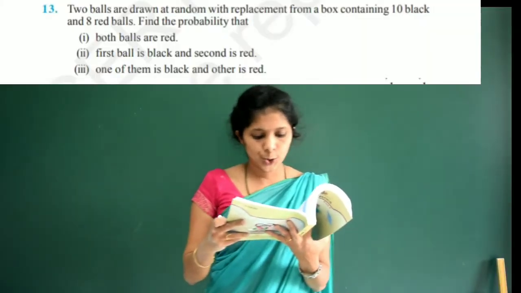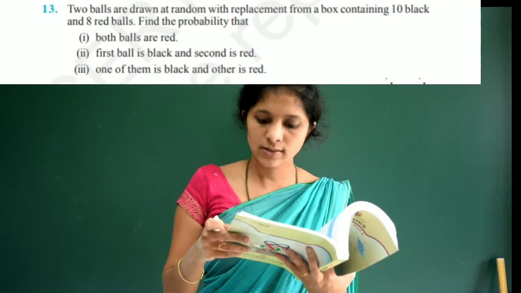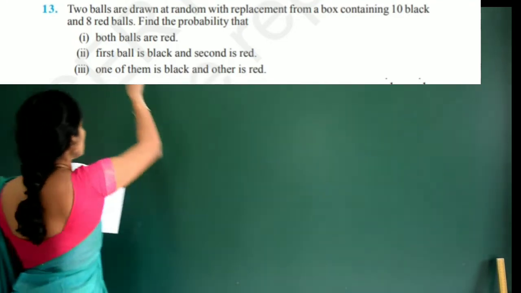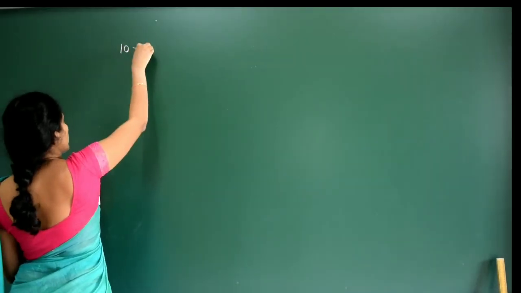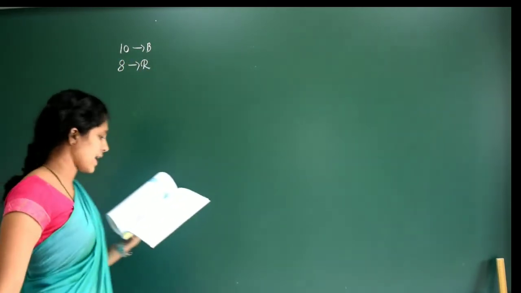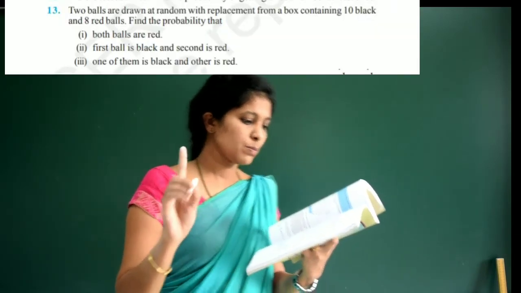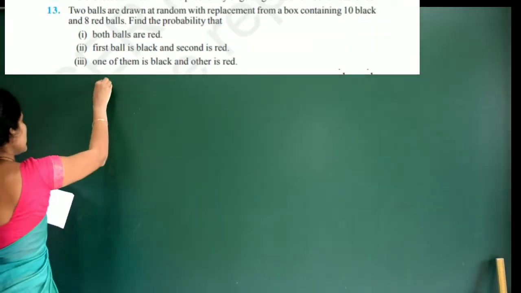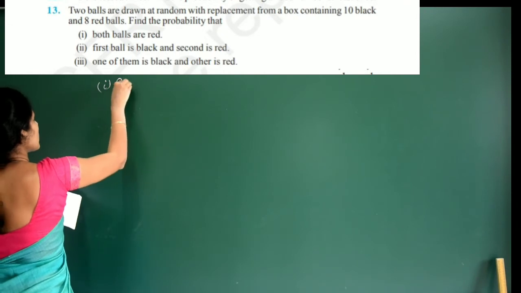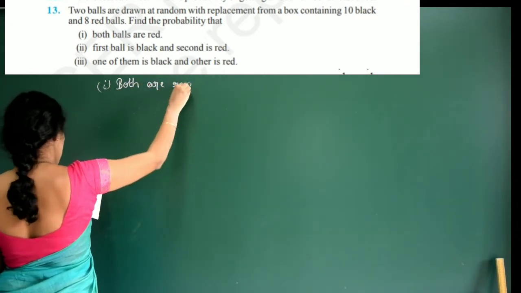This question: two balls are drawn at random with replacement from a box containing 10 black balls and 8 red balls. Find the probability that, first one, both balls are red. One more condition is given.